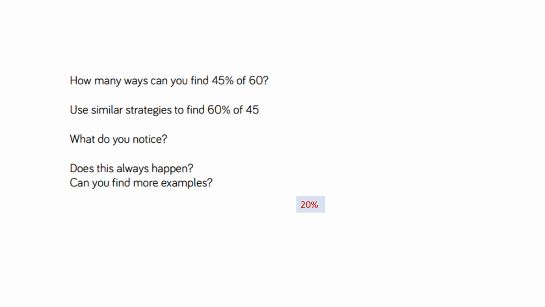How many ways can you find 45% of 60? Ignore that little 20% at the bottom, that's not supposed to be there yet. So how many ways can you find 45% of 60 and use similar strategies to find 60% of 45? What do you notice? Does this always happen? And can you find any more examples?